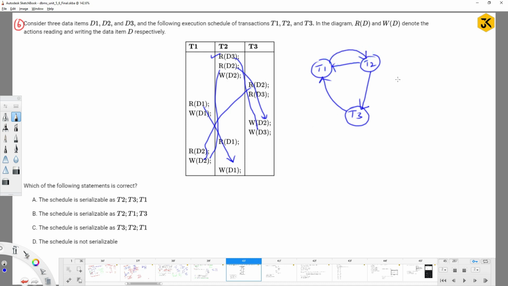As it contains a loop, even though I didn't complete all the edges, I can say that the schedule is not a serializable schedule, right?